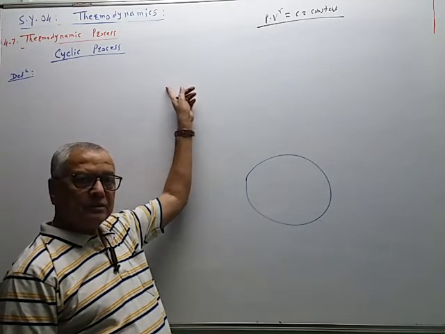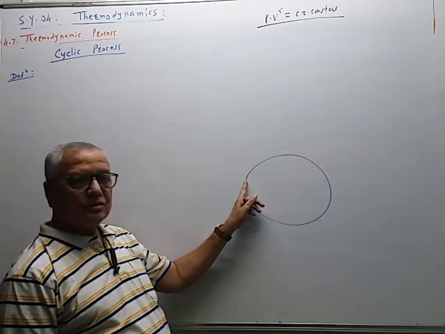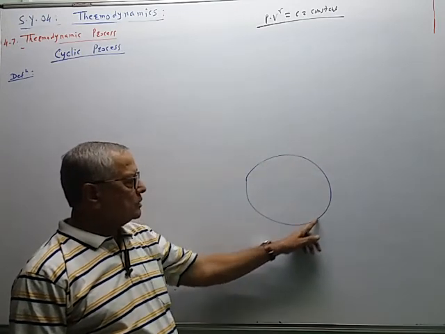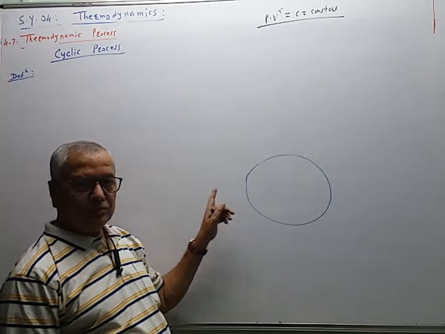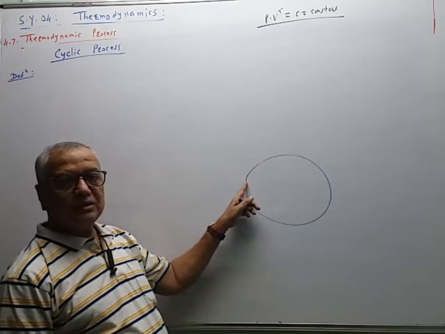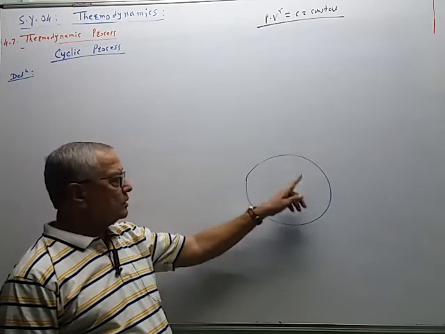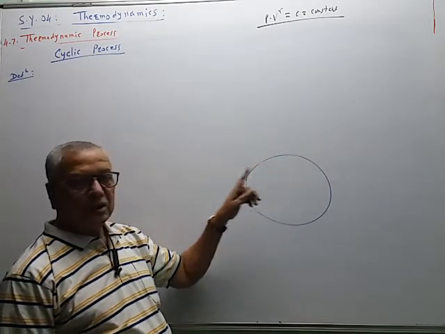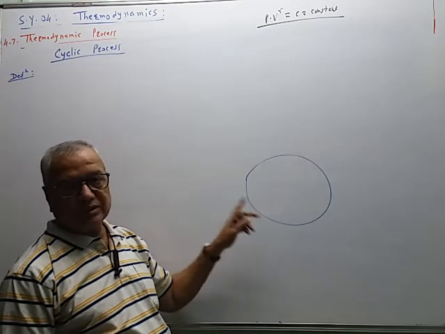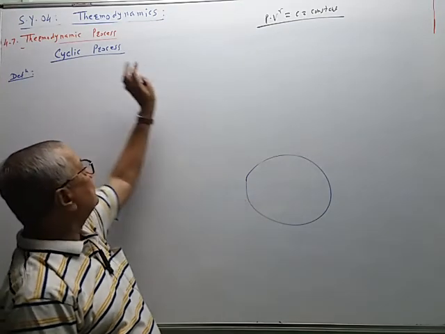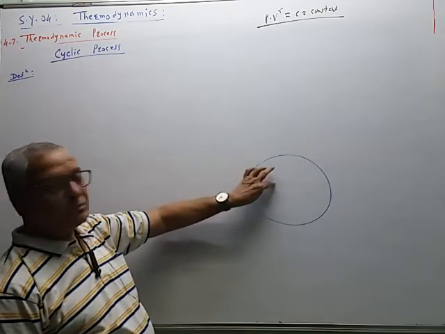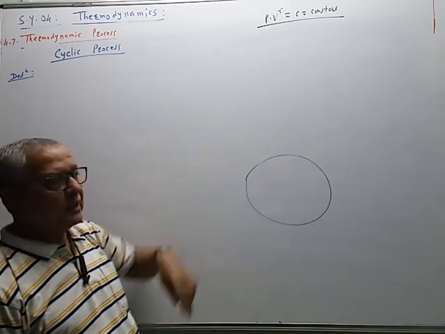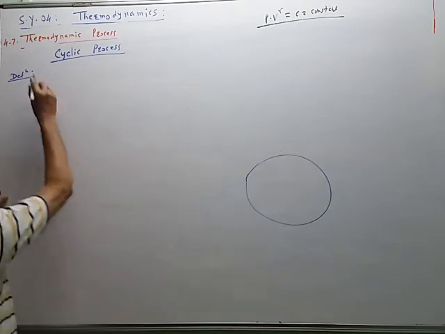This is also the same case. We start from any state of the system, and after passing through a series of changes, we return to the same initial state. So when the system returns to the initial state after passing through a series of processes or changes, it is called a cyclic process, and it is represented like this. It is a closed loop shown on the PV diagram. So the definition is like this.